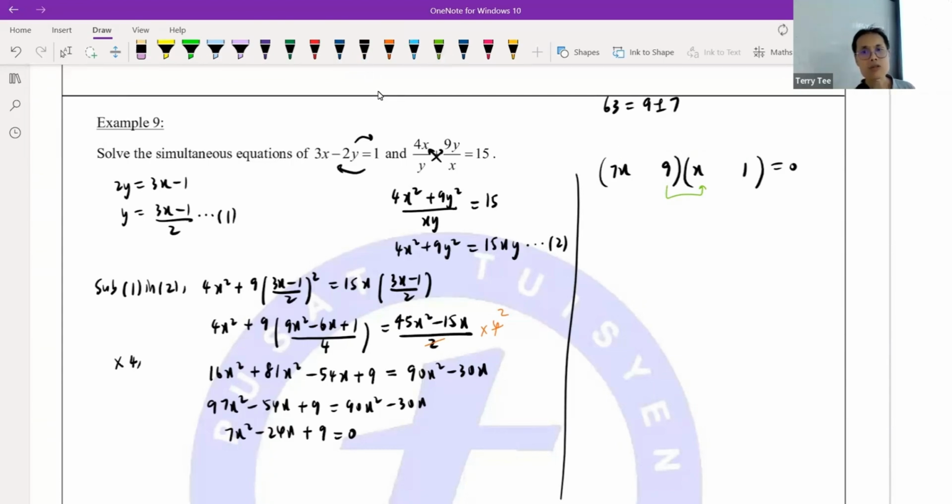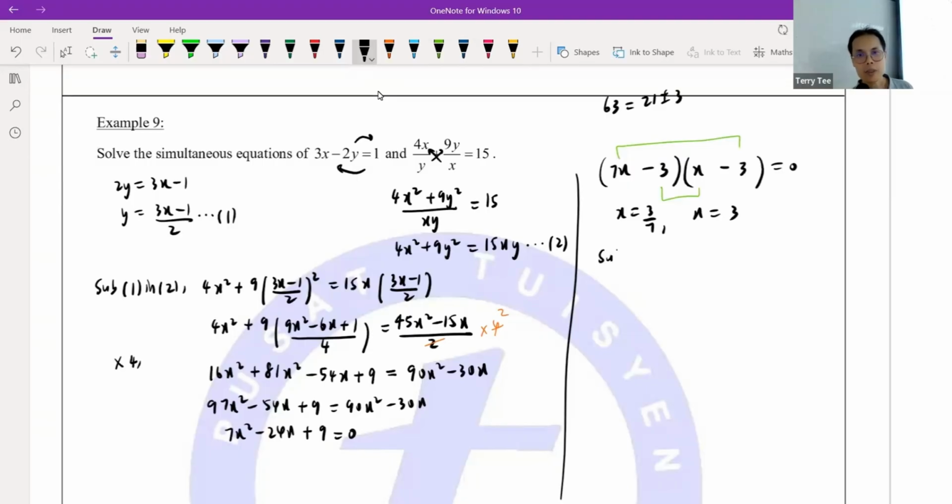What was I thinking? 21 and 3, isn't it? 21 plus 3 gives us 24. So I put a 3 here and 3 here because I want 9 and I want 21 and 3. 21 plus 3, 24. They are both negative. So my x is 3 over 7 or 3.